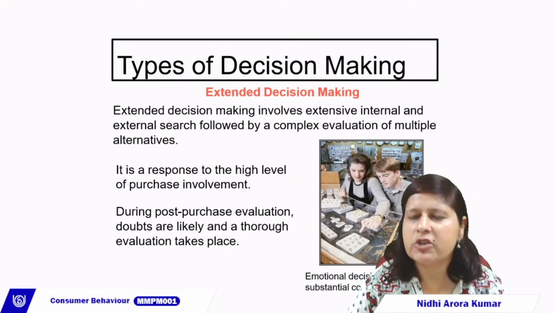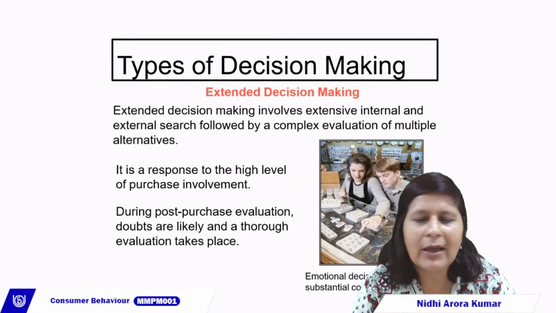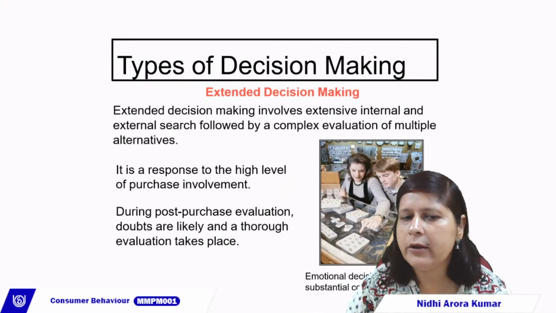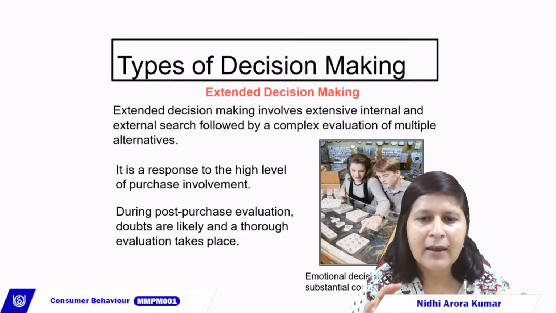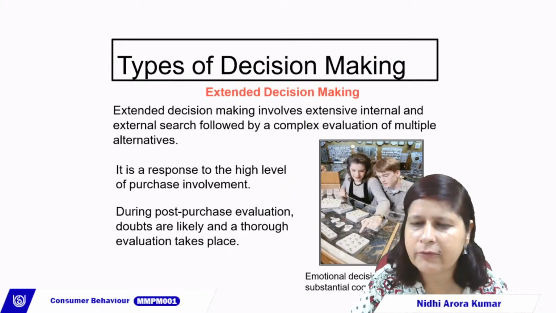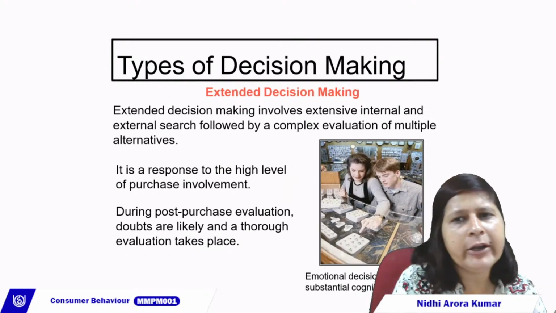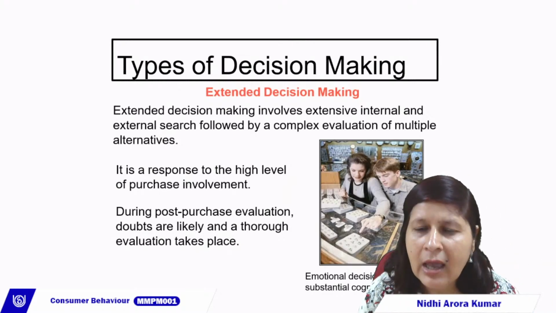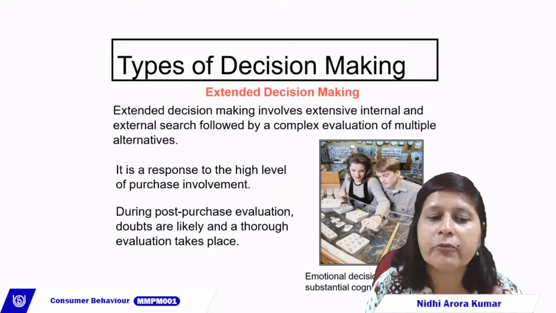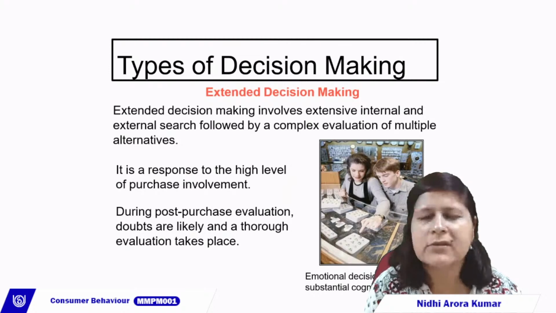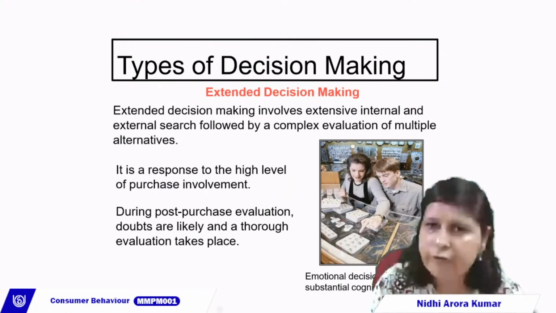In extended decision making, suppose I want to purchase diamonds, then it will involve extended decision making, right? I'll not go and buy any ornament like this from just any jeweler, right? It will involve extensive internal and external searches, followed by evaluation of multiple alternatives. What alternatives could I have, right? And it is a response to a high purchase involvement, right?